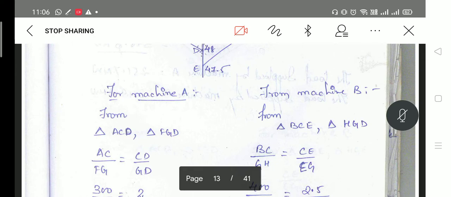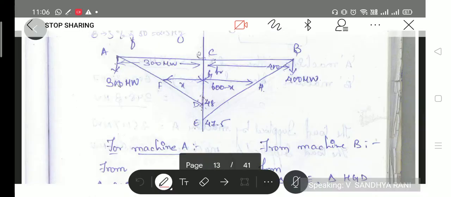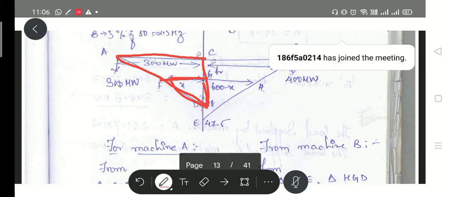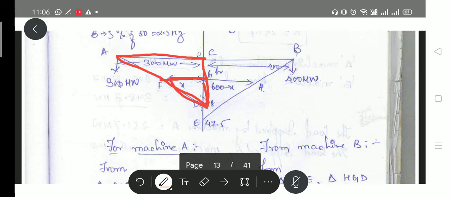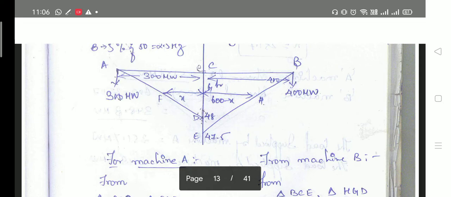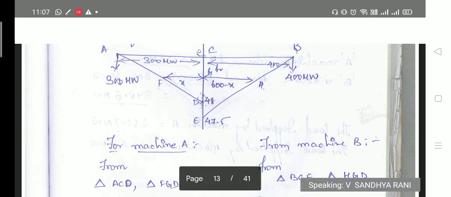From machine A, I am taking the triangles ACD and FGD. From these, AC divided by FG is equal to CD divided by GD.